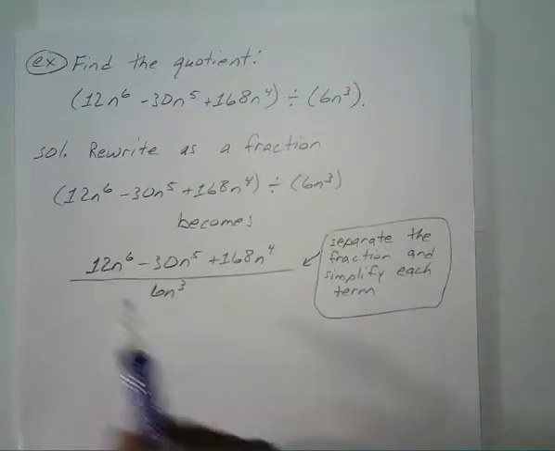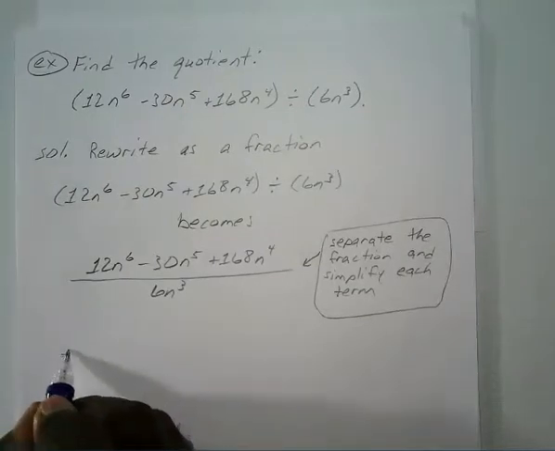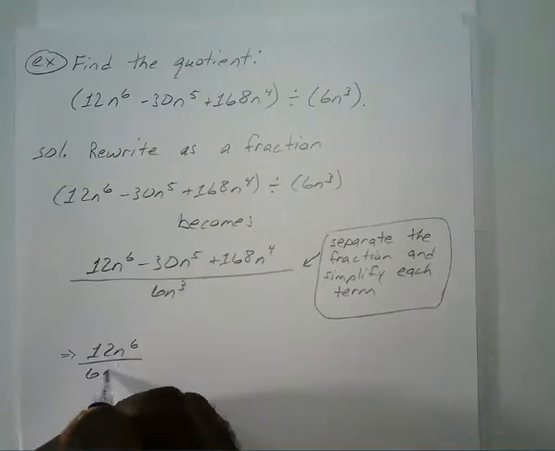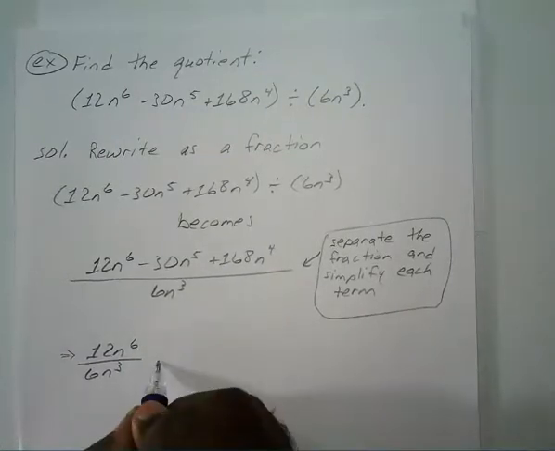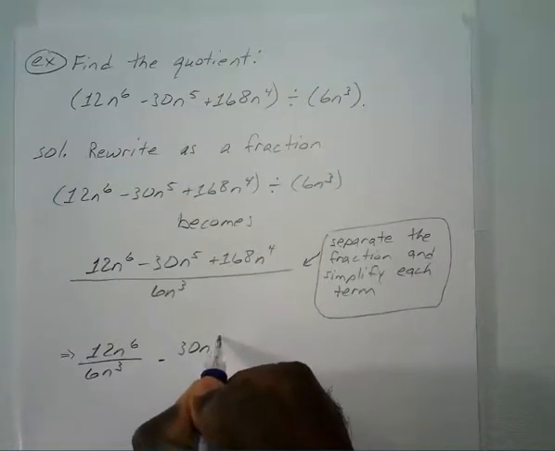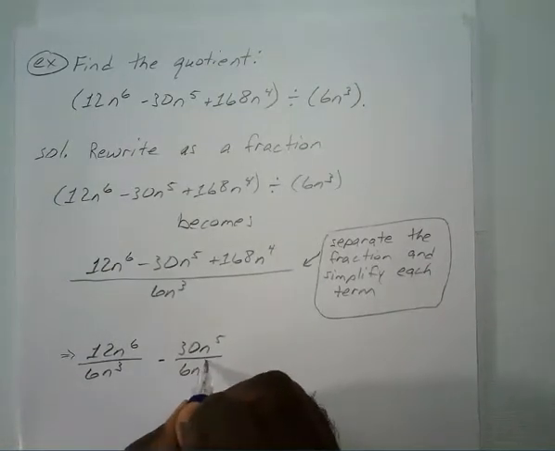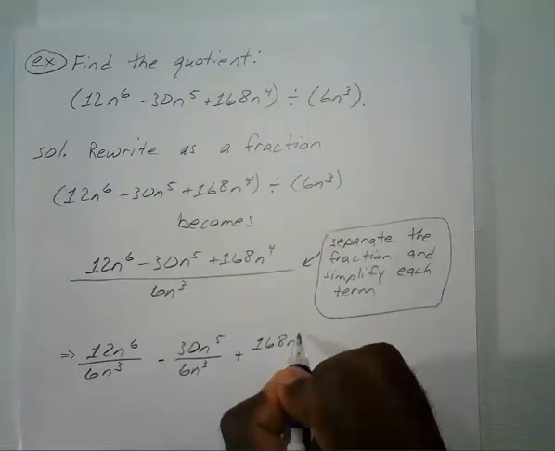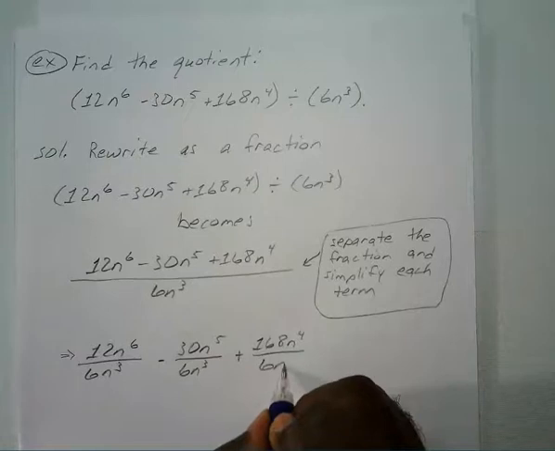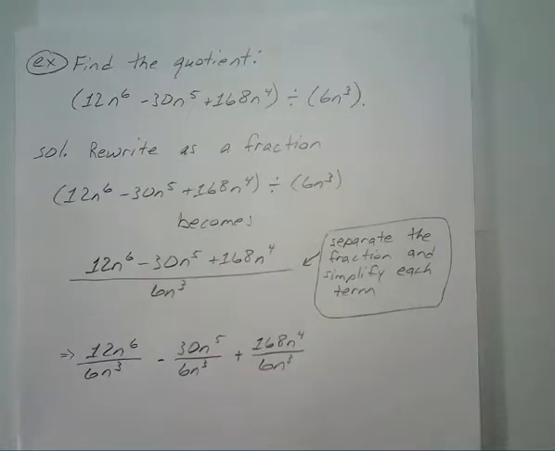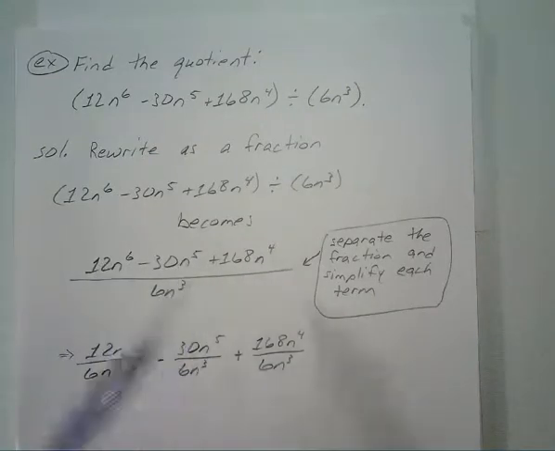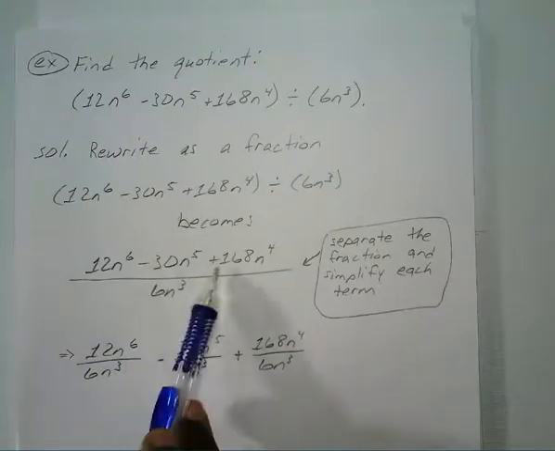Alright, so this will now become 12n to the 6th over 6n to the 3rd, minus 30n to the 5th power over 6n to the 3rd, plus 168n to the 4th over 6n to the 3rd. Each term in the numerator just has the same denominator, but you're separating it. The signs, notice, stay exactly the same.